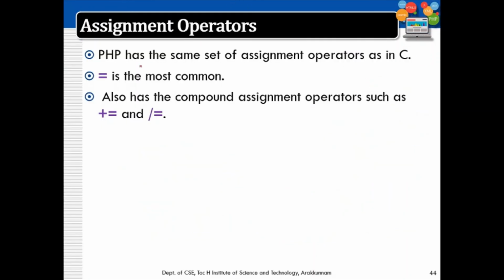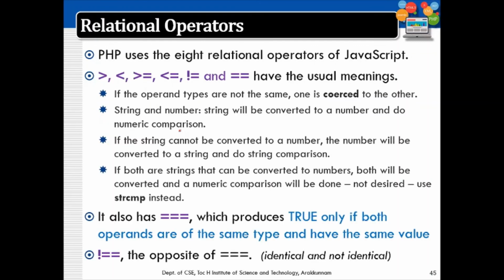PHP has the same set of assignment operators: equal to, as you all know, then plus equal to, slash equal to, star equal to, etc. can be used. Those are the compound assignment statements. Then relational operators again are the same: greater than, less than, greater than equal to, less than equal to, not equal to and double equal to.